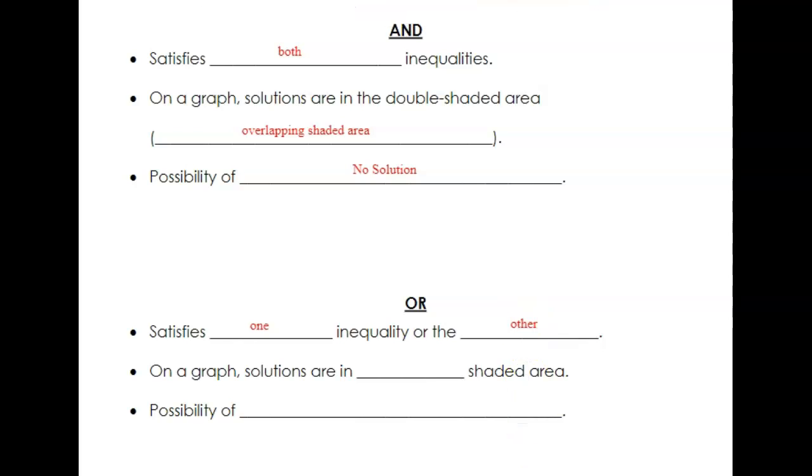Either one. So switching back from our candy thinking to our graph thinking, on a graph, solutions to or inequalities, where it satisfies one inequality or the other, they're in any shaded area. So anywhere that's shaded, well, that's a possible solution. That means that I could be shading everything to the left of a number and everything to the right of the number, so the whole number line might be shaded, and I have the possibility of infinitely many solutions, meaning everything is a solution.